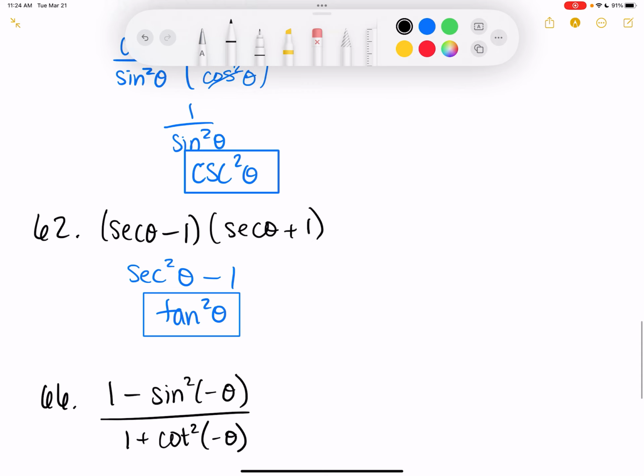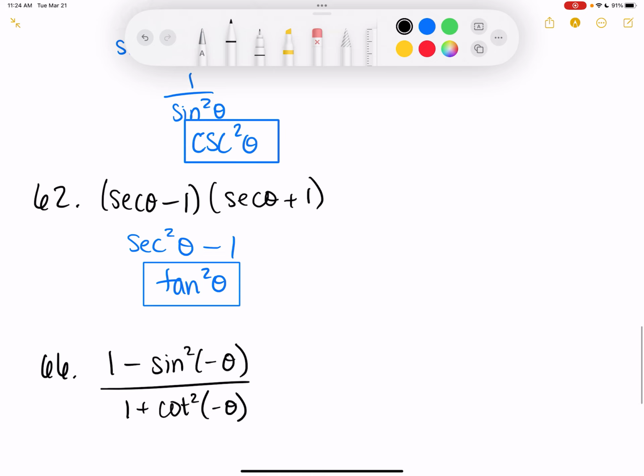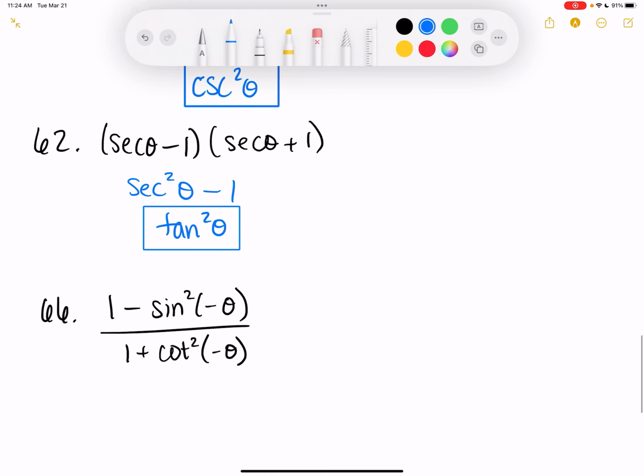Well, just in general, the property that we had, they were like the negative something properties, or even-odd identities, I think is what they're called. What happened to the sine one? It was negative. It makes the whole thing negative? Yeah. All right, so we're going to throw this negative out front. So this is going to become 1 plus sine squared of theta over minus cotangent.